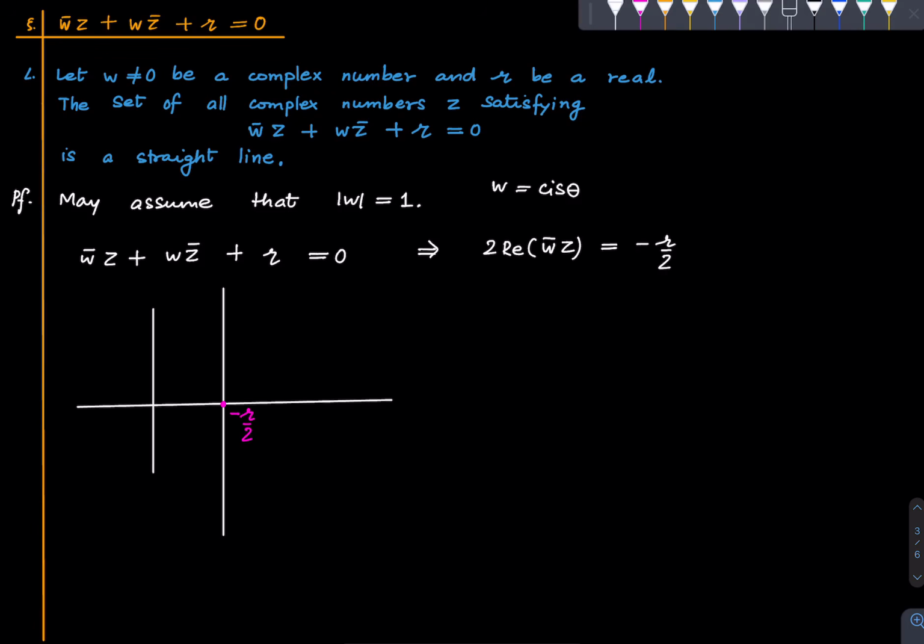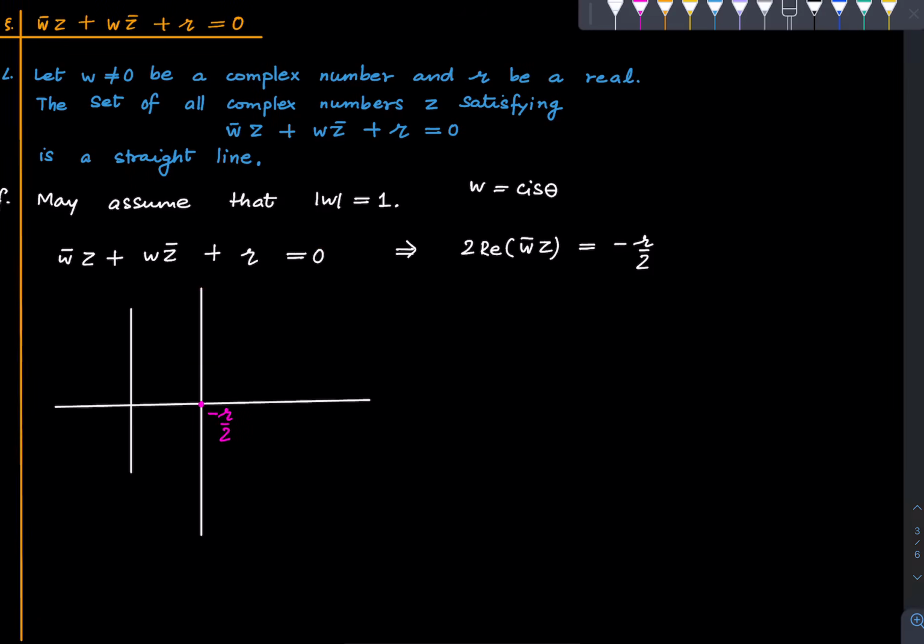One could have solved this question by using coordinate geometry. Just write Z as x plus iy, and once you do that, you get an equation. You compare real and imaginary parts and you get some equation using x and y, and then you can figure out that that's the equation of a line as in coordinate geometry, and that's it. But I wanted to do it in a more geometric way, and I like this.